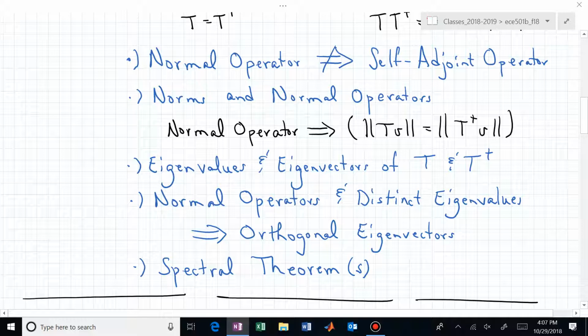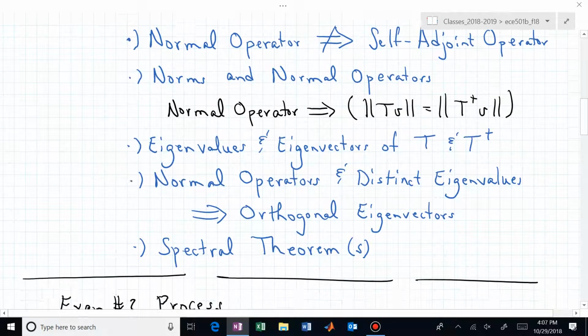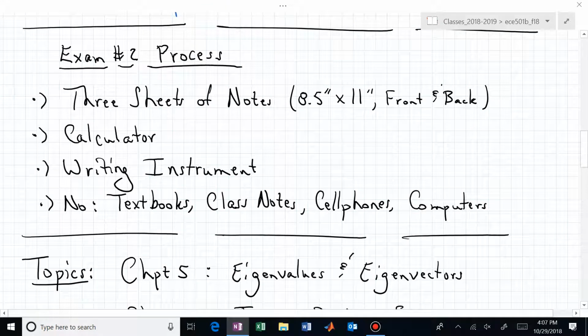Then we'll get into some spectral theorems. Let's get started with the day.